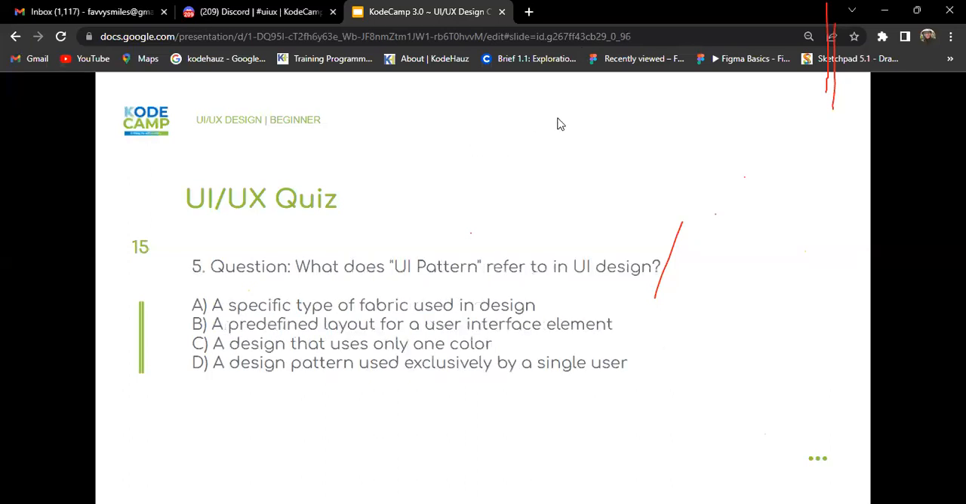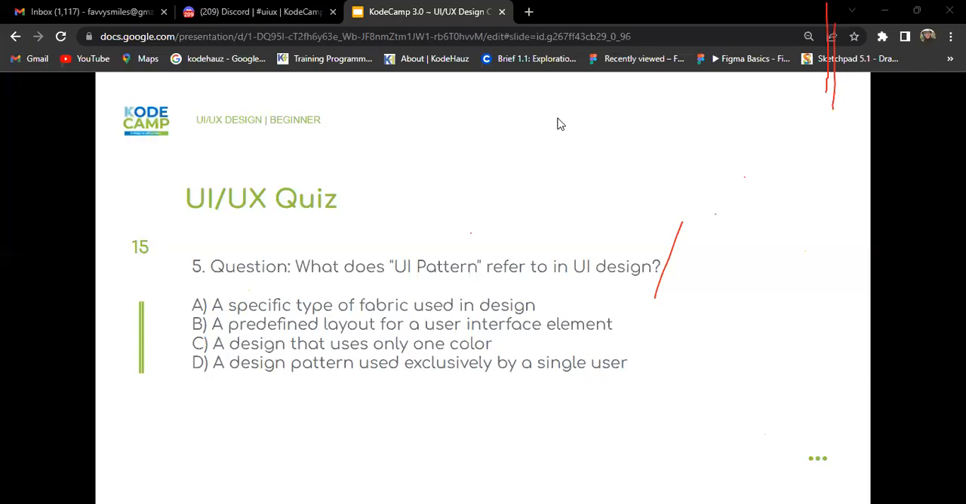Next question we have, what does UI pattern refer to in UI design? A, a specific type of fabric used in design. B, a predefined layout for a user interface element. C, a design that uses only one color. D, a design pattern used exclusively by a single user. The correct answer is B, and Bleeded got it first.